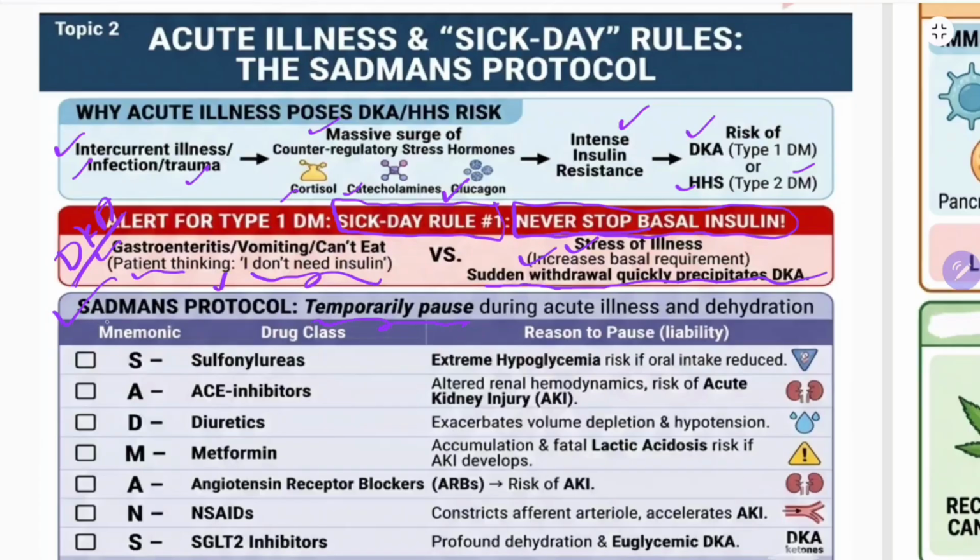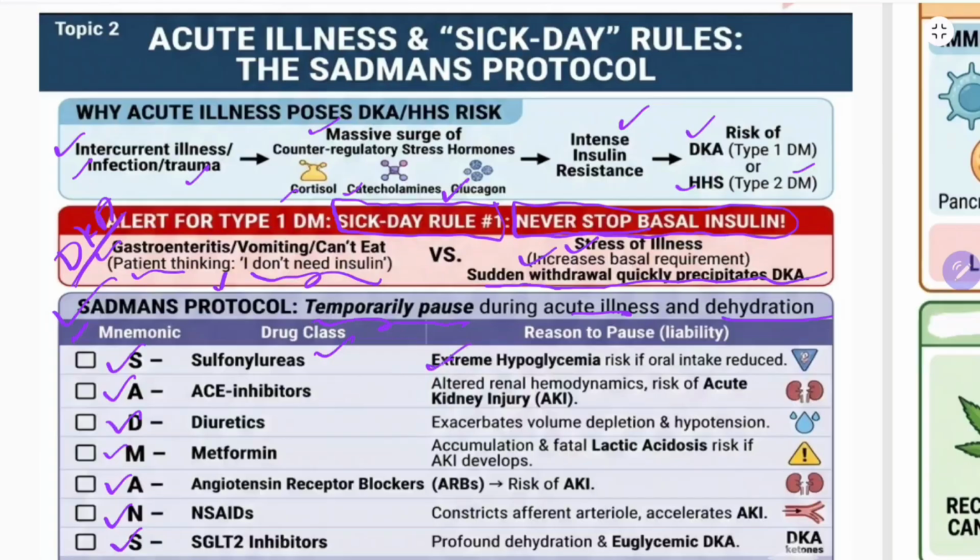Actually, SADMANS is a mnemonic for drugs which should be stopped during acute illness and dehydration. Okay, so S for sulfonylureas, because they can cause extreme hyperglycemia if oral intake is reduced. A for ACE inhibitors, D for diuretics, M for metformin, A for ARBs, N for NSAIDs, S for SGLT2 inhibitors.